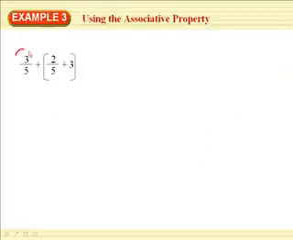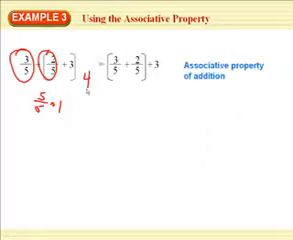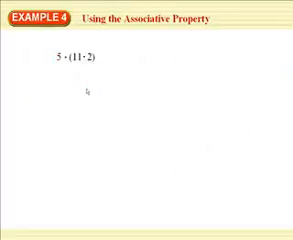We'll take those fifths, 3/5 and 2/5, and get 5/5, which is equal to 1, and 1 plus 3 is 4. And they're doing the same thing, showing it out. There's our work. Okay, example 4, using the associative property.